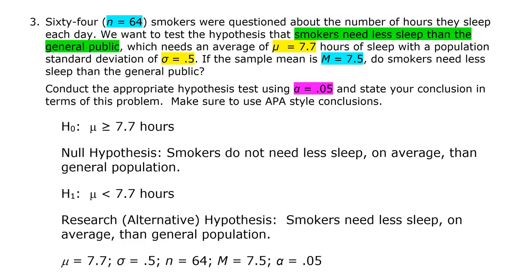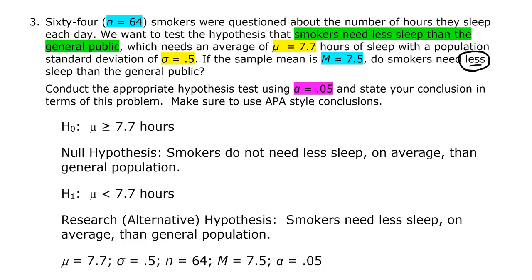n equal to 64 smokers were questioned about the number of hours they sleep each day. We want to test the hypothesis that smokers need less sleep than the general public, which needs an average of mu, or population mean, mu equal to 7.7 hours of sleep, with a population standard deviation of sigma equal to 0.5. If the sample mean is M equal to 7.5, do smokers need less sleep than the general public?